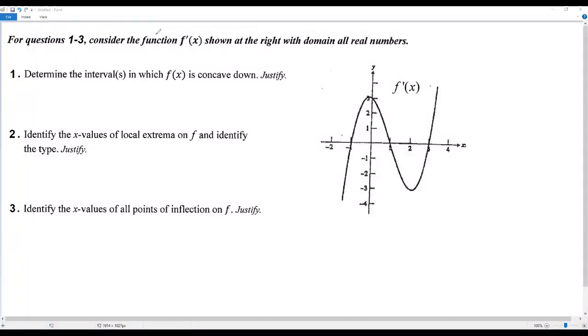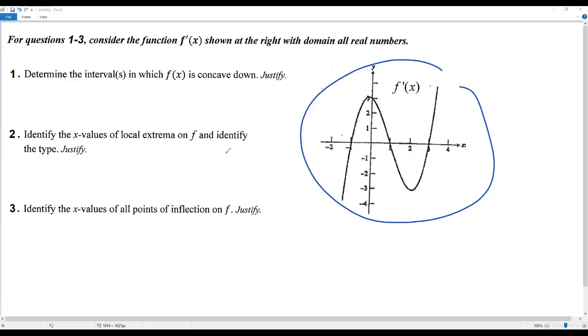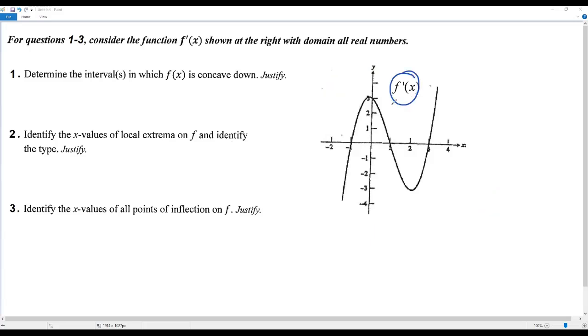Here we have an AP Calculus AB problem. Okay, let's go to the information. For questions 1 to 3, consider the function f prime of x shown at the right with domain all real numbers. Here we have the graph of the first derivative of the function f of x. So we have the graph of f prime of x.